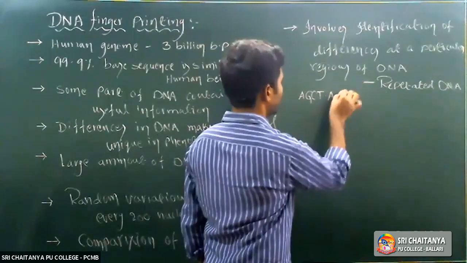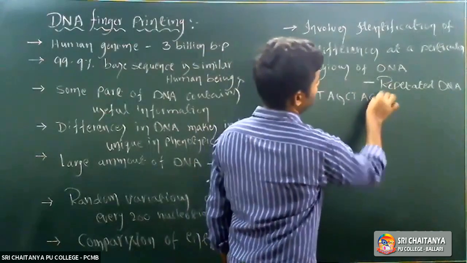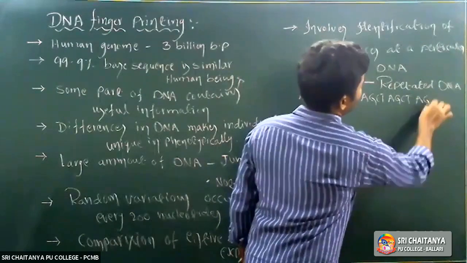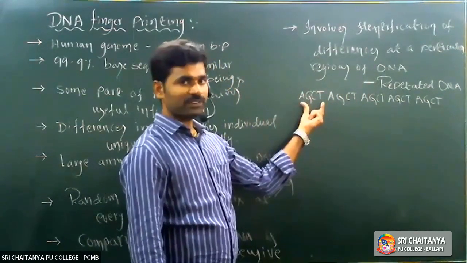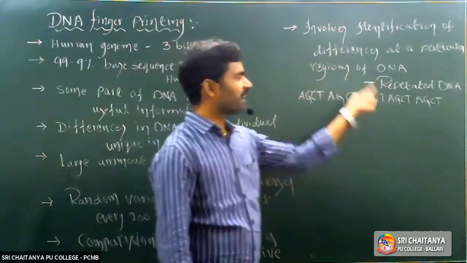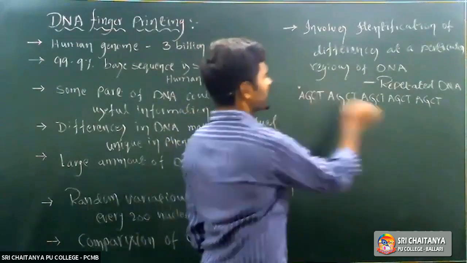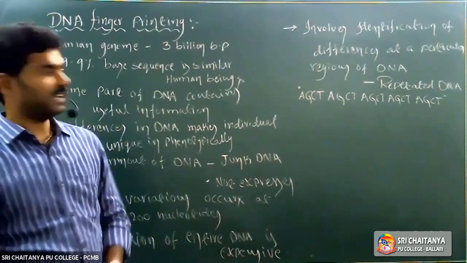How so? A, Z, C, T. Again A, Z, C, T. A, Z, C, T. A, Z, C, T. See, like that, these tandem units repeat again and again in genetic material DNA. So we call it repeated DNA. Is it clear?